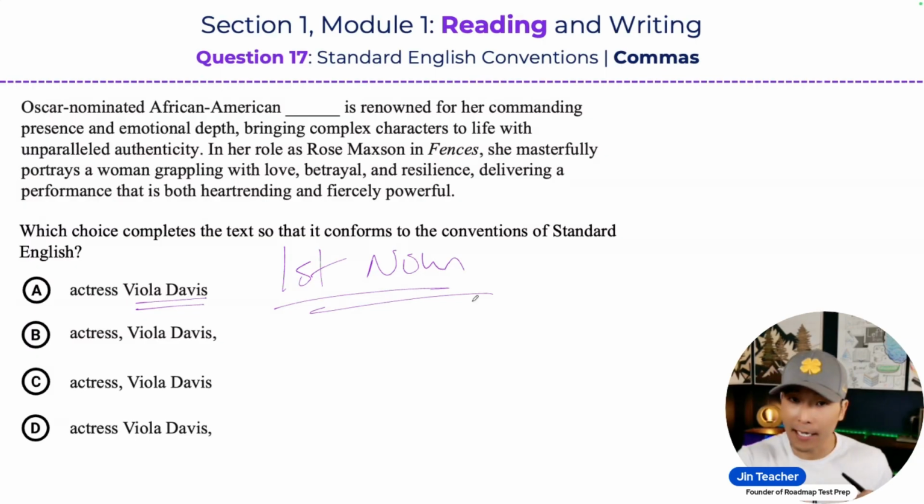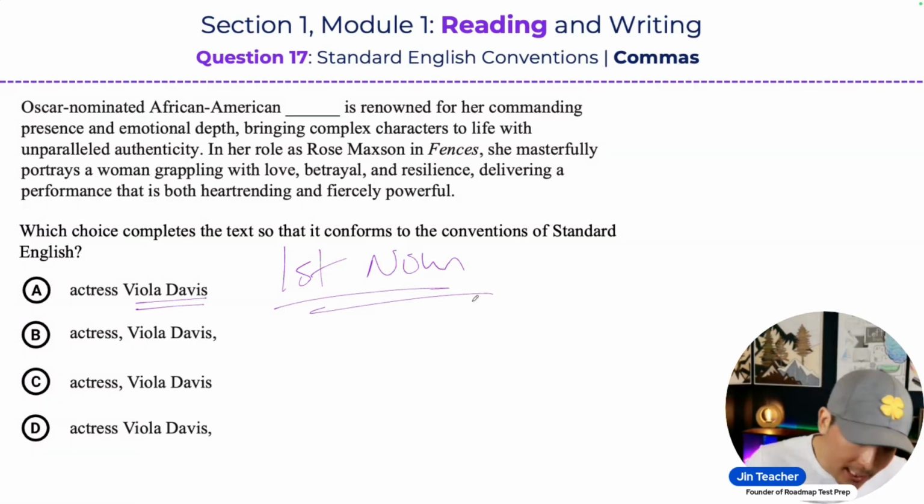On the other hand, if this first noun refers to more than one, if it refers to more than one person or more than one thing, then the appositive, the second noun, is going to be essential, which means we don't put commas around it. Okay, you got to write that down.